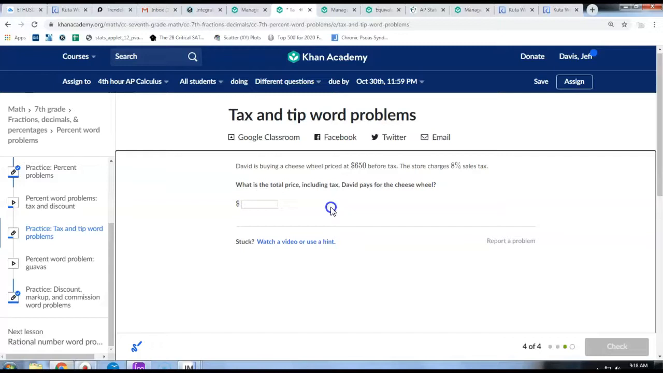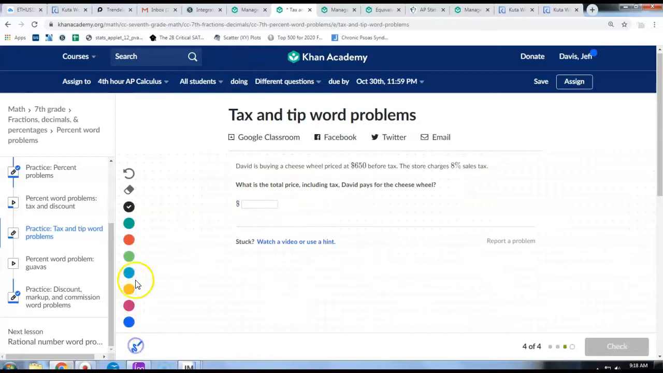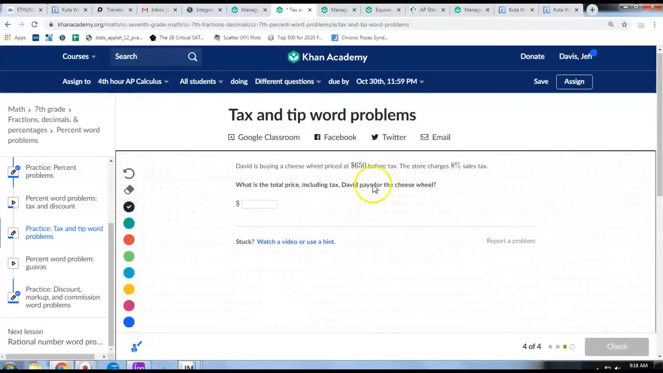Okay, this is a very, very standard problem. And there's a formula I want to show you here. So they give you, okay, we're going to go original times 1 plus or minus whatever percent equals final. So the original was $650. I'm going to go 1 plus 0.08, and that's going to give me the final.